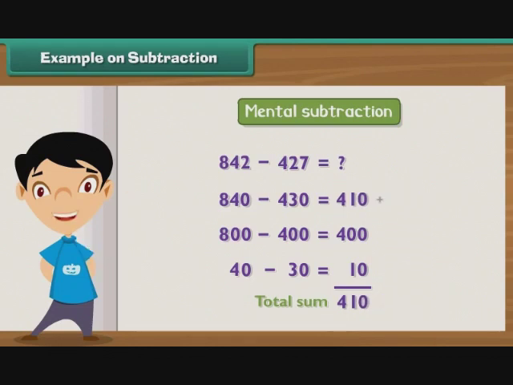But we subtracted an additional 3 when we subtracted 430 instead of 427. So, we add 3 to the difference. We left out 2 when we subtracted 430 from 840 and not 842. So we add 2 more to the difference. Thus, the result of subtracting 427 from 842 is 415.